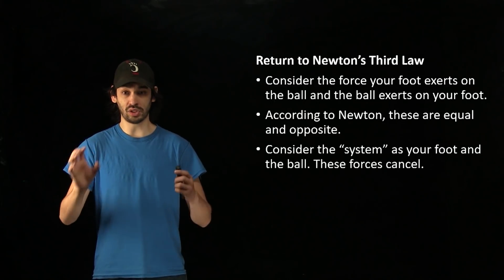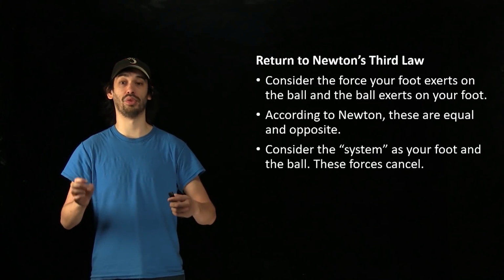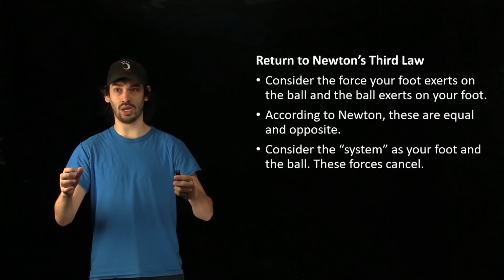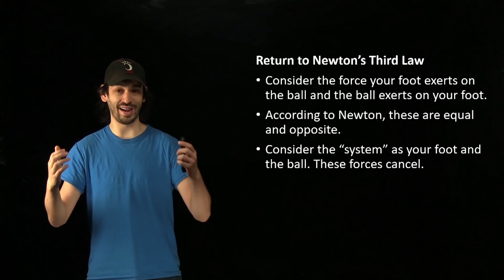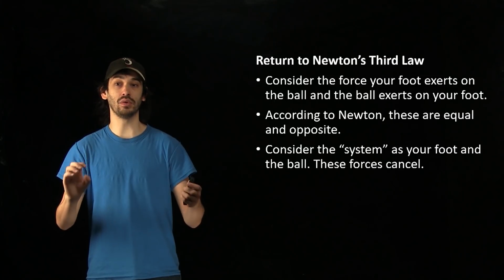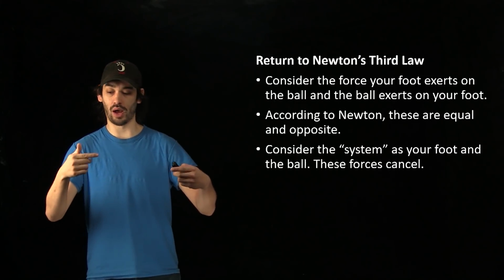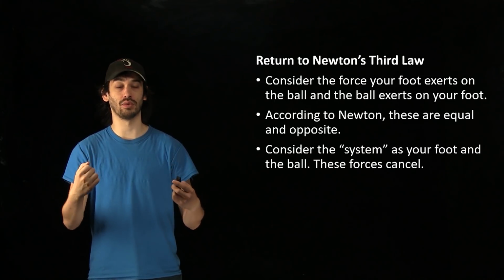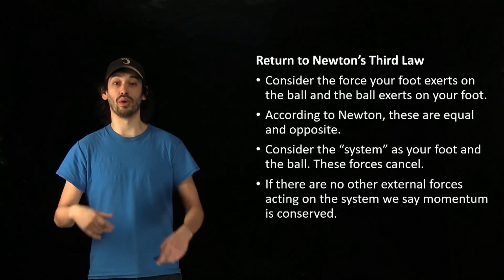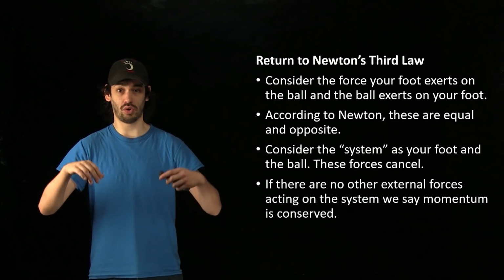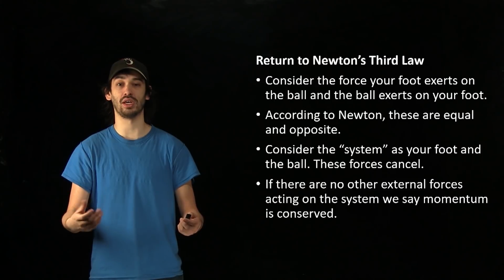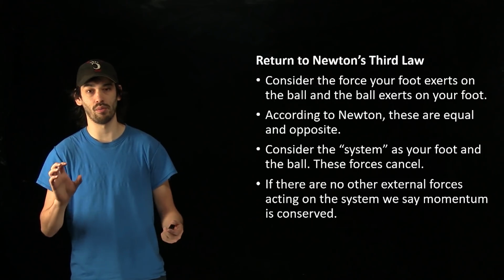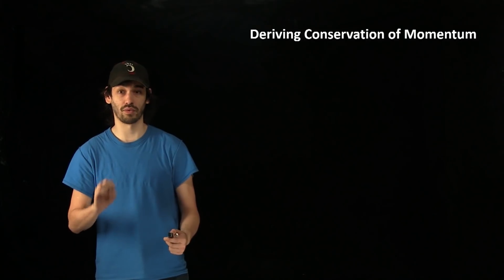Now, something that's useful to do is to consider what's called the system to contain both the ball and our foot. And if we do that, we end up finding that these internal forces, because they're equal and opposite, are going to cancel. If there are no external forces acting on this total system, this is what we say is an example of when momentum is conserved. So now that we've conceptually talked about conservation of momentum, we'd really like to put some equations to it so we can derive it more formally.